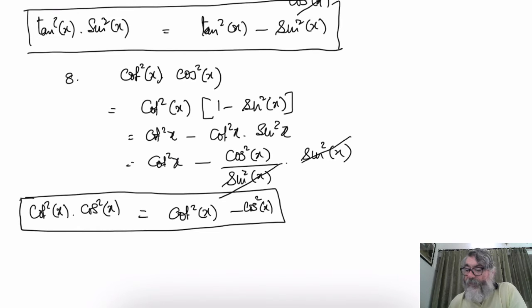Okay, cot square x into cos square x is equal to cot square x minus cos square x. Tan square x into sin square x is equal to tan square x minus sin square x. So we were able to convert these two formulas. Now let us see further.